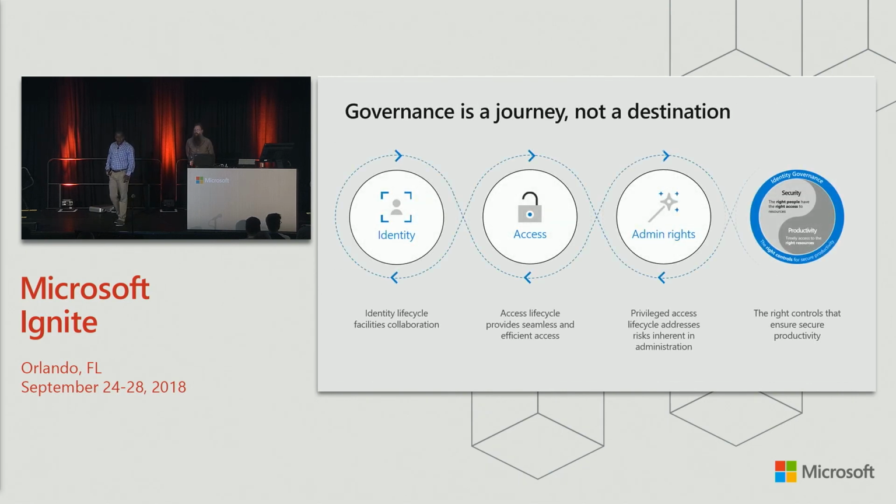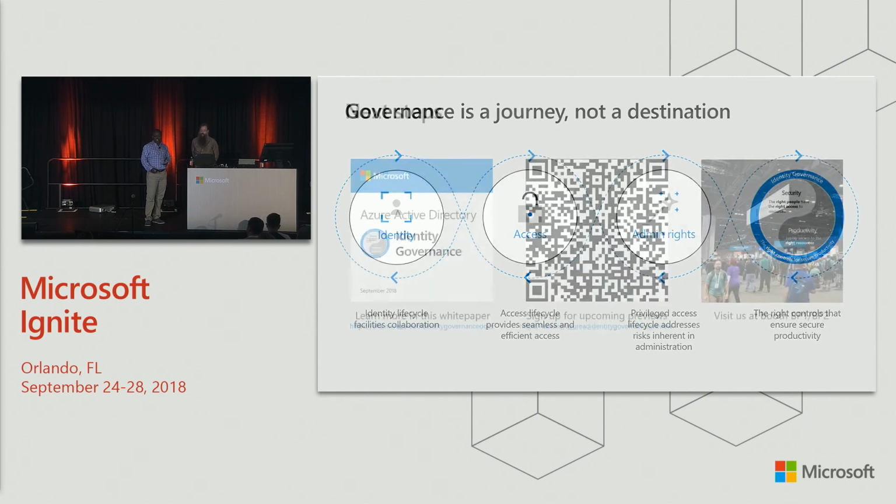So to summarize, we talked about all these lifecycle capabilities, some things you can do today, some of the new things. We talked about access lifecycle capability to enable productivity beyond the first-time entitlement. We talked about a privileged lifecycle. And all these combined together allow you to get to this governed state of the right access to the right resources by the right people, to ensure security and productivity in your enterprise.